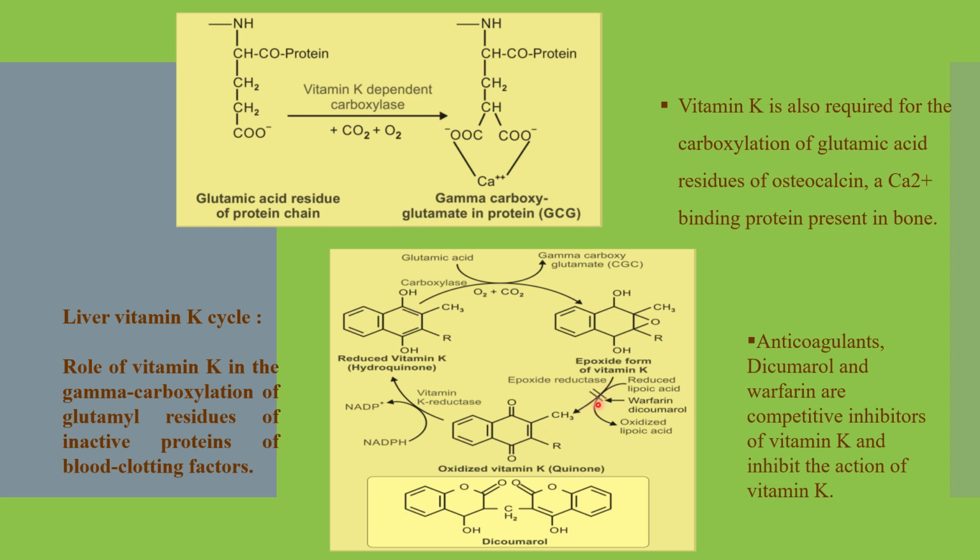And this site, which is mediated by epoxide reductase, can be inhibited by two important inhibitors, dicumarol and warfarin. These are competitive inhibitors of vitamin K. They inhibit the action of vitamin K. So this is the structure of dicumarol. It is a competitive inhibitor; its structure is more like that of vitamin K, so that's how it is a competitive inhibitor. And the same is true of warfarin.